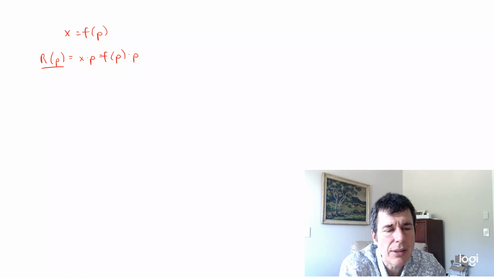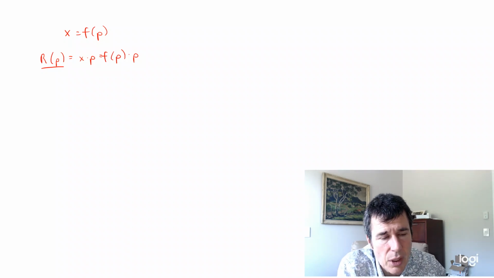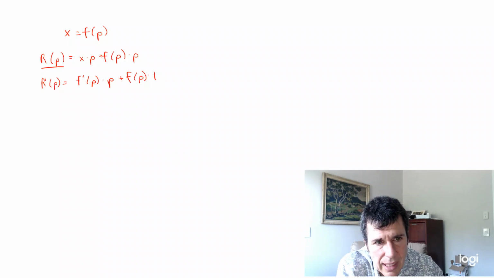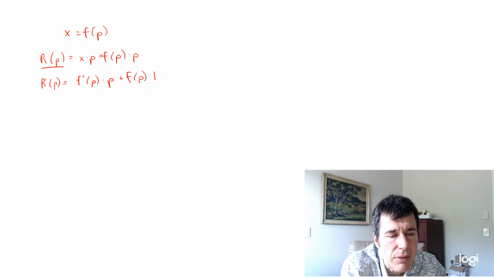And what we would like to know is if we increase prices, what happens to revenue? Does it go up or down? Well, to think about that, what we do is we take the derivative. So R prime of P, the derivative of revenue with respect to P is, this is a product rule, so we're going to do F prime of P times P plus F of P times 1. So that is our derivative of revenue with respect to price.